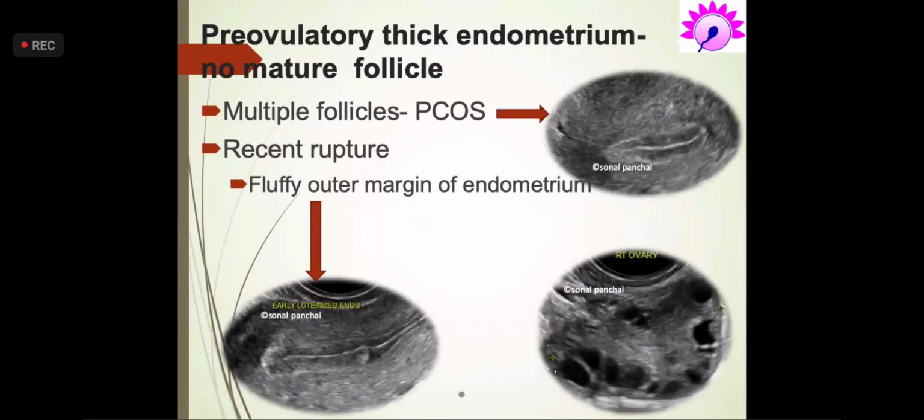Pre-ovulatory, thick endometrium, but no follicle seen. It may happen in PCO patients. We are thinking it's pre-ovulatory because it's mid-cycle, like day 14, 15, 16, but the follicles have not matured. It's a cumulative estrogen which is giving rise to a thickened endometrium. Or it may be a freshly ruptured follicle where, as I told you, it may be a fluffy outer endometrium.